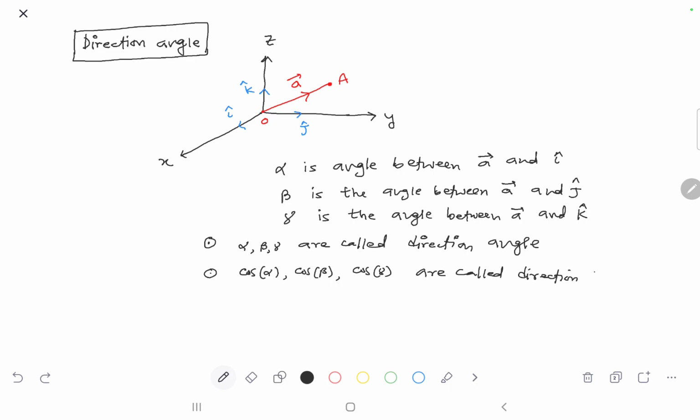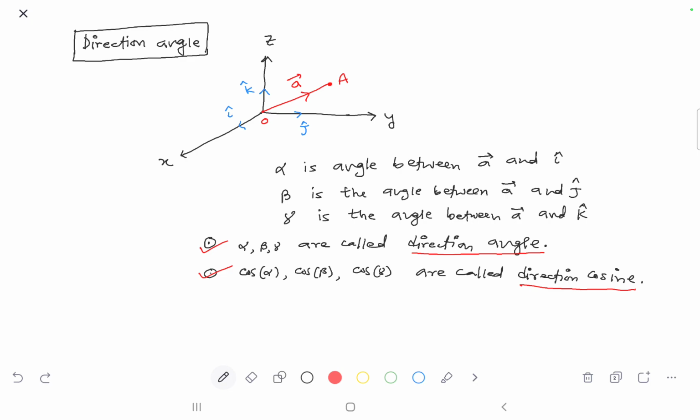Now we see how we calculate the angles and direction cosines of a vector. These two terms we will understand. Direction angle means the angle made by the vector A with the unit vectors i cap, j cap, k cap, and the cosines of those angles we call the direction cosines. Now we see how we find the three direction angles and direction cosines.